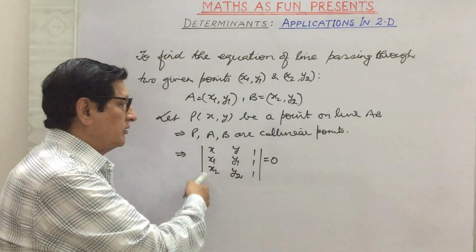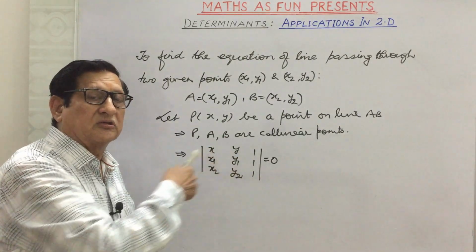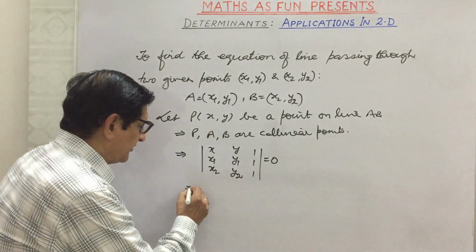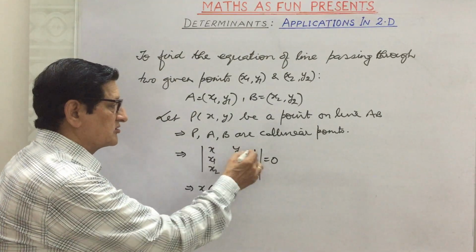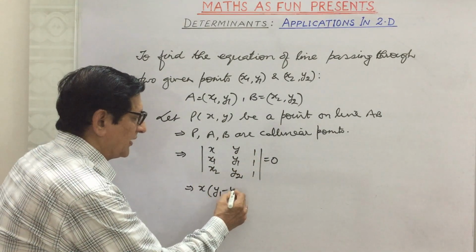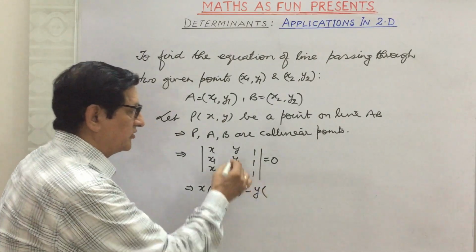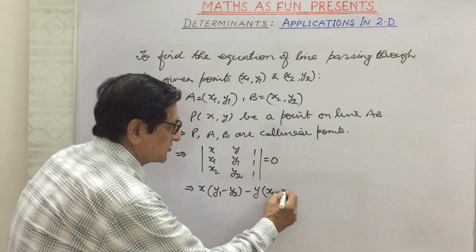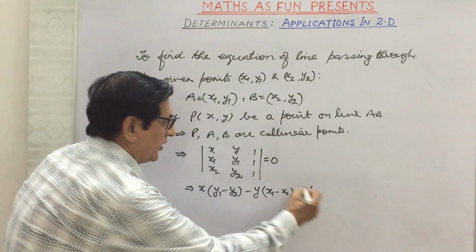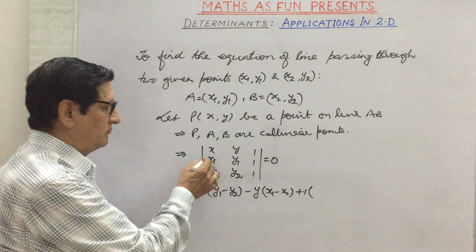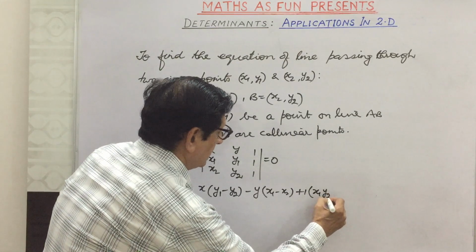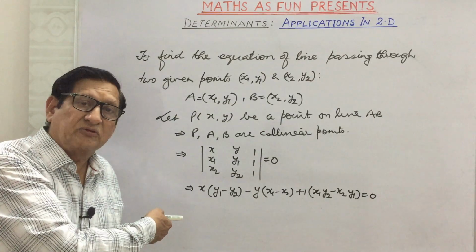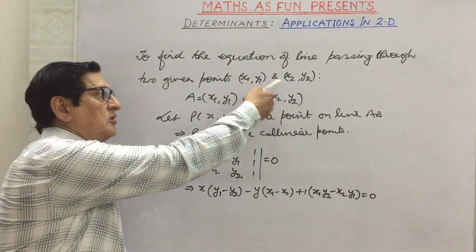Expanding this particular determinant, we can find out the equation of the line. Expanding along the first row, we can find here x into (leaving this row and this column) y1 minus y2, minus y into (leaving this row and this column) x1 minus x2, and plus 1 into (leaving this row and this column) x1 y2 minus x2 y1 equal to 0. This gives us the equation of the line passing through these two given points.